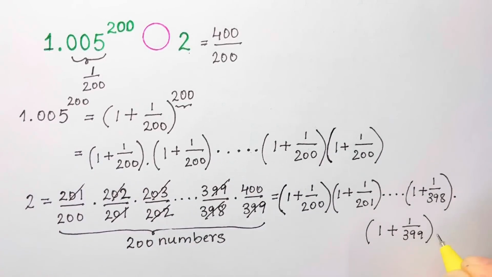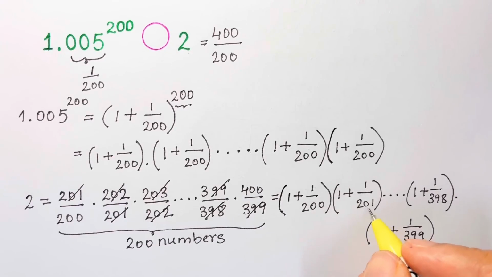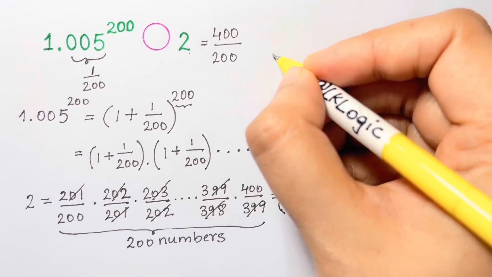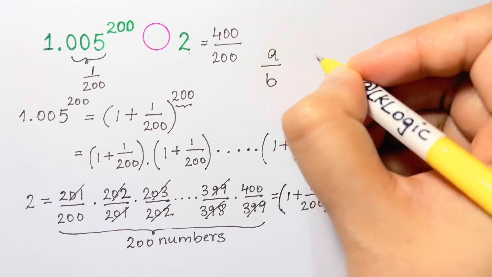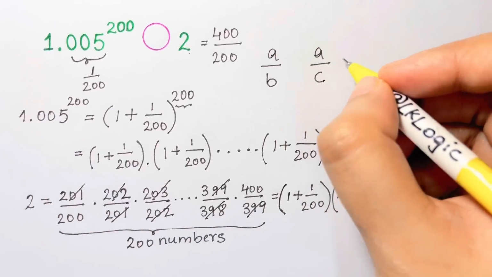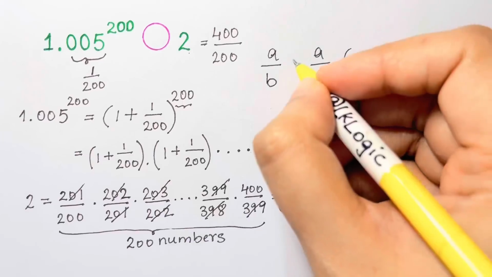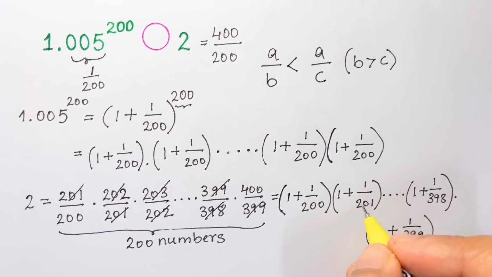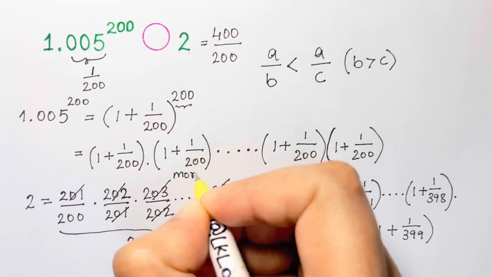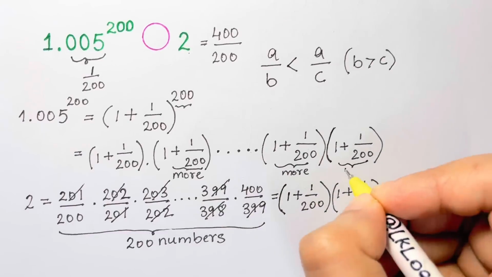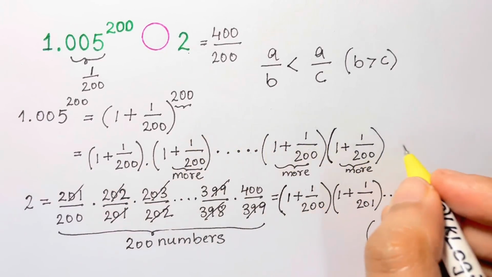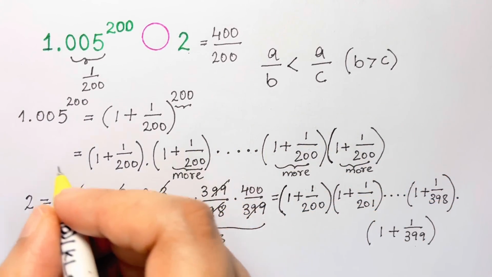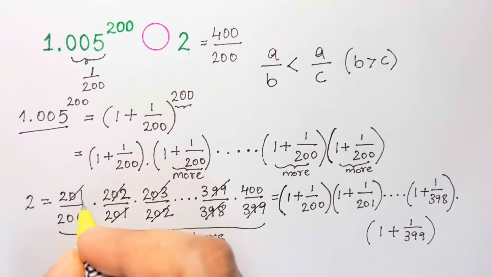And what should we do now? From the second factor, the denominators are always bigger than the denominator here. But you should remember, when two fractions have the same numerator and different denominators, and if b is greater than c, the value of the fraction a over b is less than a over c. 1 over 200 is always bigger than 1 over 201 and also 1 over 202 and so on. And in every factor, there is plus 1, plus 1, plus 1. Therefore, this is always bigger than this one.